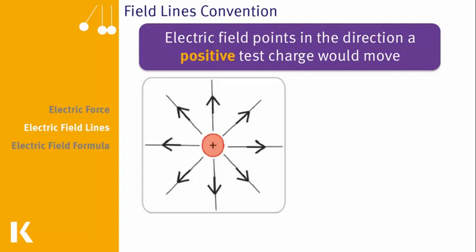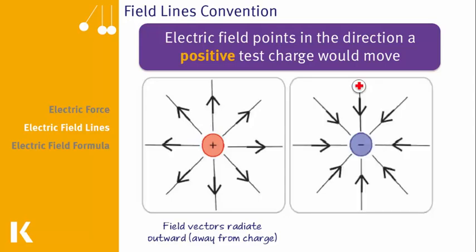In our diagram on the screen, if we put a positive test charge directly above our source charge, our field lines tell us that the test charge would feel a force in the upward direction. Something you may have noted from the previous page is that the field lines start at the positive source charge and radiate outwards. However, if we have a negative source charge, we're going to see the positive test charge moving towards the negative source charge, and we see the field lines radiating inwards towards the negative source charge.